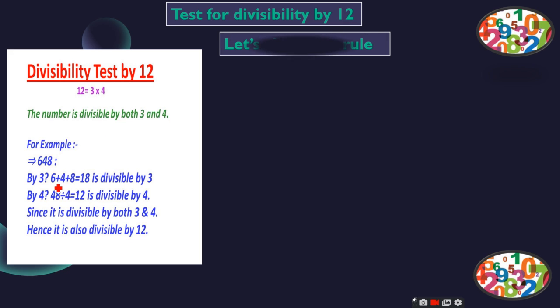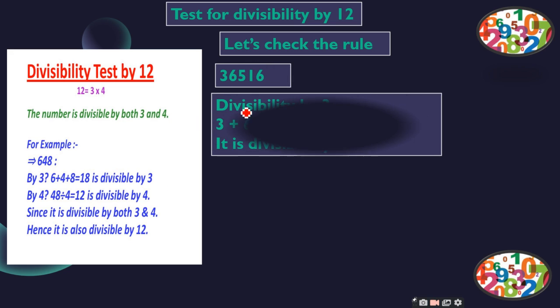So let's check the divisibility rule for an example. 36516. First we check the divisibility by 3. 3 plus 6 plus 5 plus 1 plus 6. So let's add these digits. 3 plus 6, 9, 9 plus 5, 14, 14 plus 1, 15, 15 plus 6, 21. It is divisible by 3.